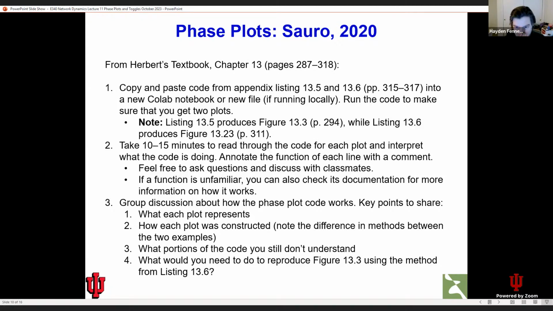Feel free to ask questions and discuss with classmates. If you run into unfamiliar functions, don't forget that there's generally pretty robust documentation on how these things work, particularly if it comes from a Python package.